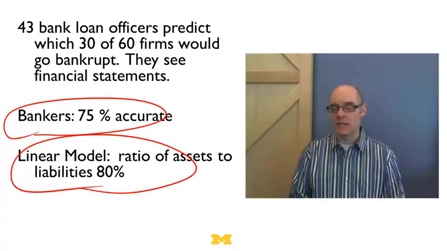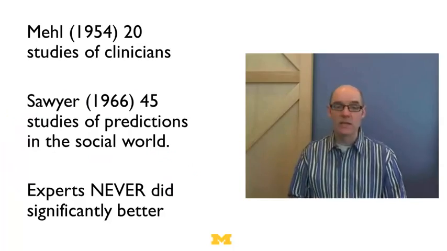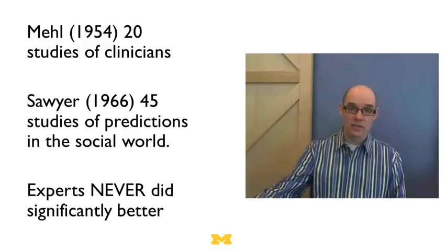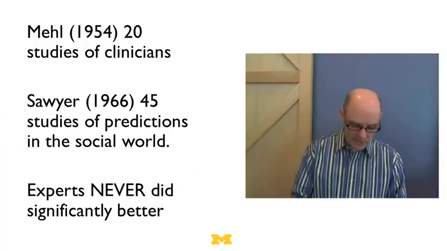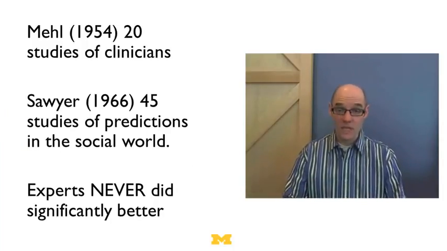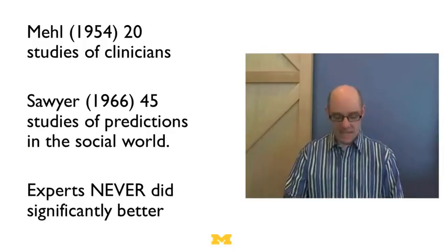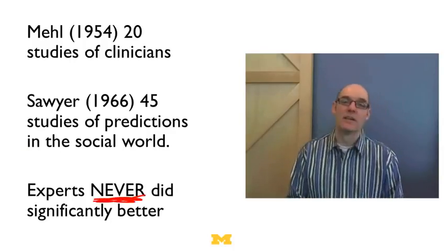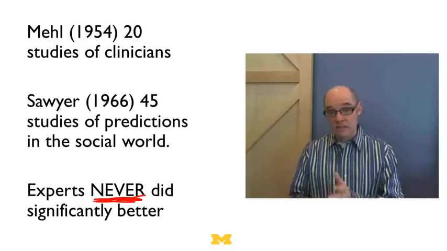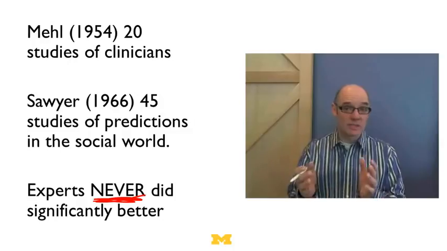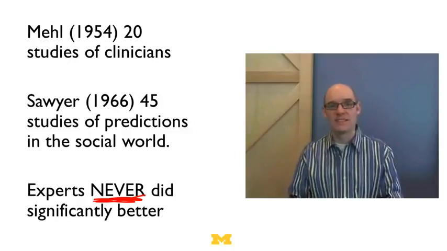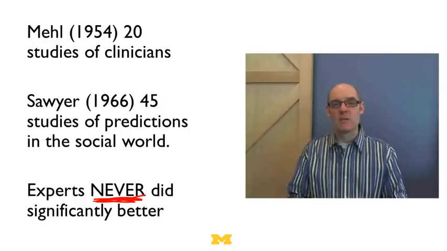But you can say, fine, that's one example. Well, this has been studied in detail. So in 1954, Meehl did a study of 20 studies of clinicians. So these are doctors making predictions versus just doing a simple linear model. And Sawyer in 1966 did 45 studies of predictions out there in the social world. If you think across all 65 of these studies, it is never the case that the experts did significantly better than the linear models. So there's cases where they were close, where the experts maybe did a little bit better, but it wasn't significantly better. And there were a ton of cases where the linear models did better. So when you do a horse race, linear models tend to be better than experts.